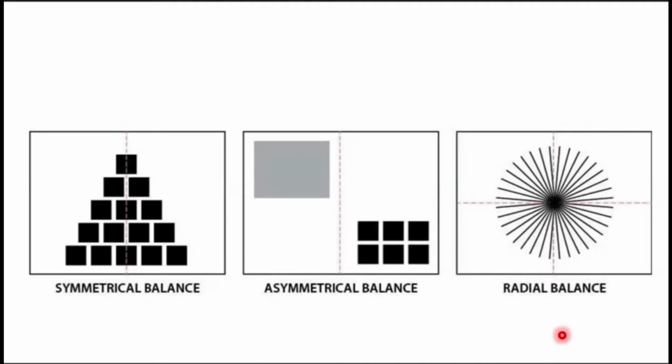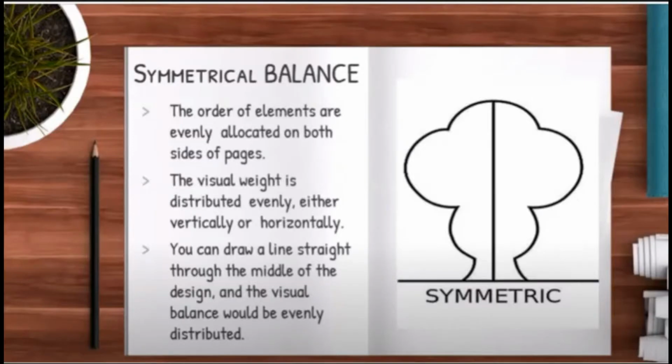So there are two kinds of balance. We have first the symmetrical balance. So actually our body parts are symmetrical. We have left and right hand, we have left and right foot, we have left and right eye, and so on. Symmetrical balance is something that is stable. The weight and the element are evenly distributed. It's the same on both sides like this one.